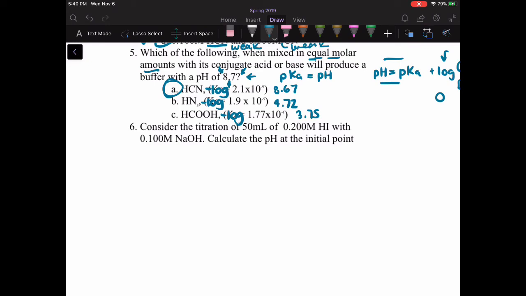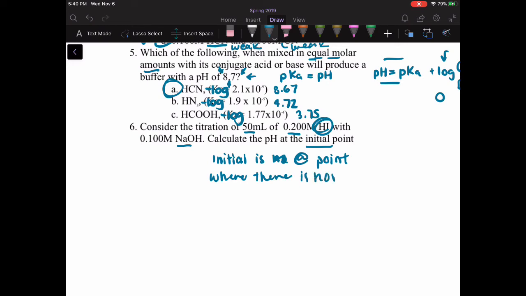All right, so consider the titration of 50 milliliters of 0.2 molarity hydroiodic acid with 0.1 molarity sodium hydroxide. Calculate the pH at the initial point. This is just trying to fool you. There's no crazy tricks here. The initial point is the point at which there's no titrant. That means that I only have HI in the flask.